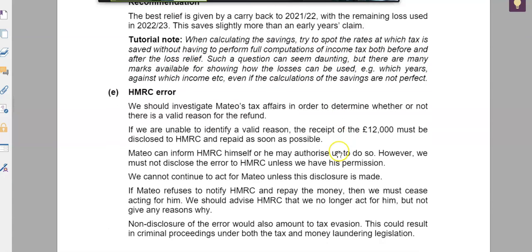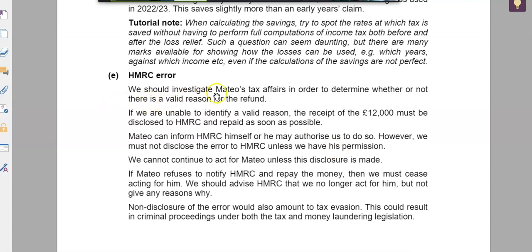And lastly, if we talk about the errors, we should investigate tax affairs in order to determine whether or not there is a valid reason for a refund. If we are unable to identify the reason, the receipt of 12,000 must be disclosed to HMRC as rapidly as possible. Matthew can inform HMRC himself, or he may authorize us to do so. However, we must not disclose the error to HMRC unless we have this permission. We cannot continue to act for Matthew unless the disclosure is made.